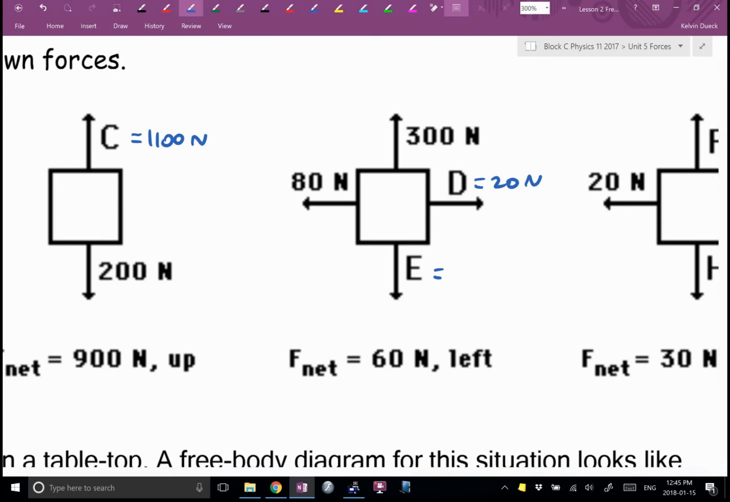This is the power of Newton's first law. Newton's first law lets you figure out missing forces.